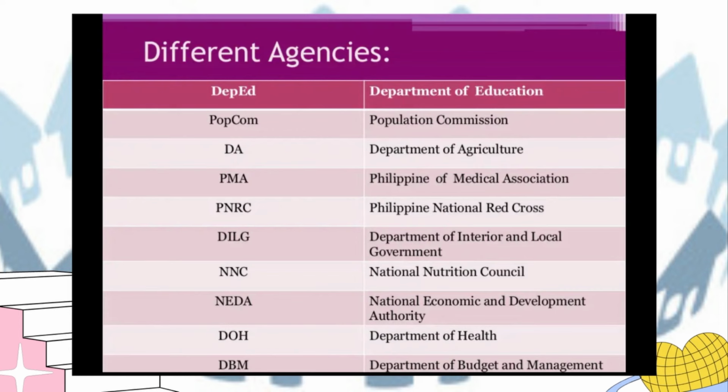Sixth is the DILG, or the Department of Interior and Local Government. Seventh is the NNC, or the National Nutrition Council. Eighth is the NEDA, or the National Economic and Development Authority. Ninth is the DOH, which is the Department of Health. And the tenth one is the DBM, or the Department of Budget and Management.